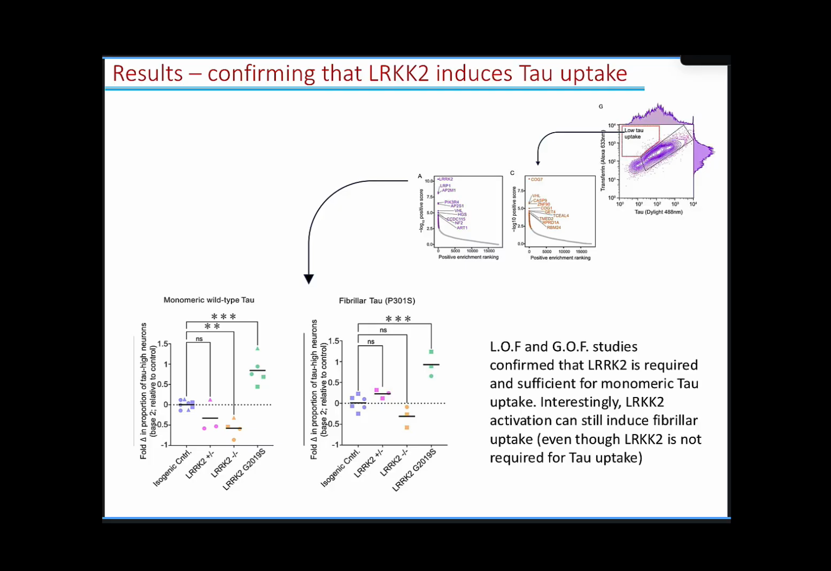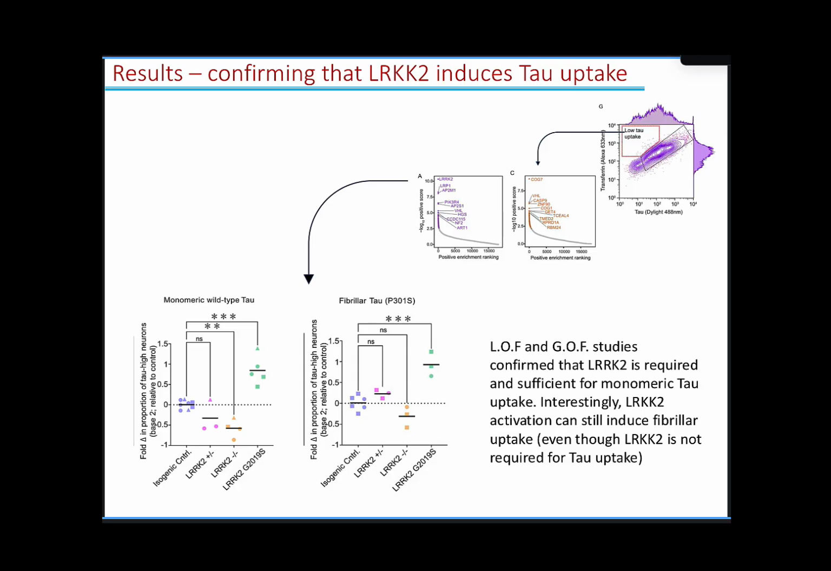And what you can see is that in the controls, obviously, there is no change whatsoever, but when you inhibit LRRK2 function by taking out one copy or both, there is a decrease. For the heterozygotes, it was not significant, but you can see a trend. And then for the homozygote mutant, there was clearly a significant drop in the fold change in the proportion of tau high neurons. And then when they activated LRRK2 it was the opposite. So now there was a significant increase in the number of cells that were taking up this fluorescence.